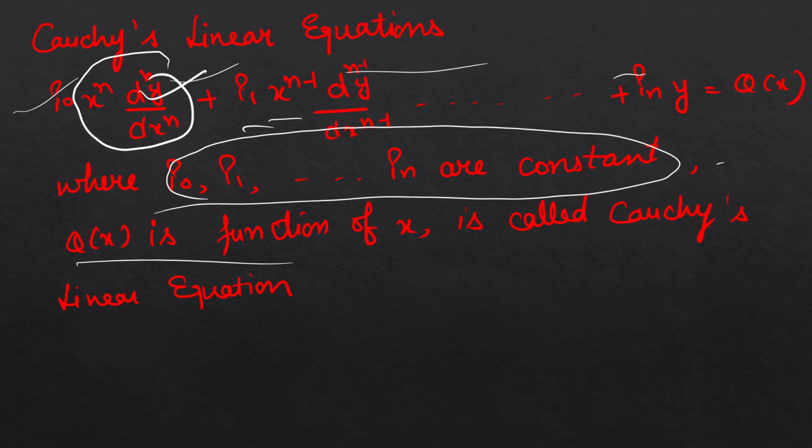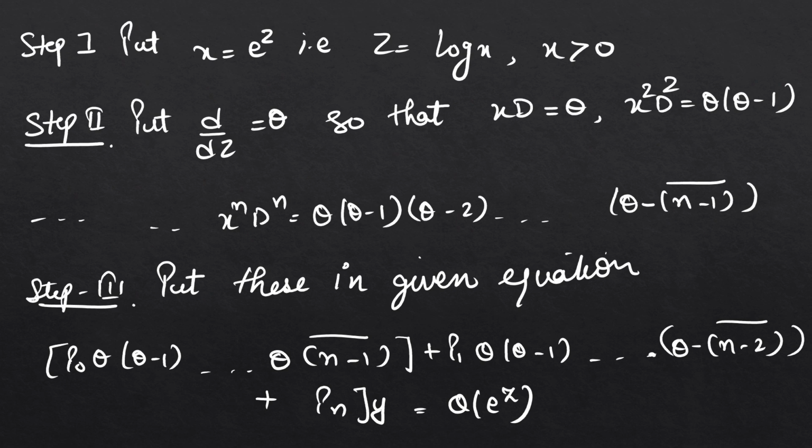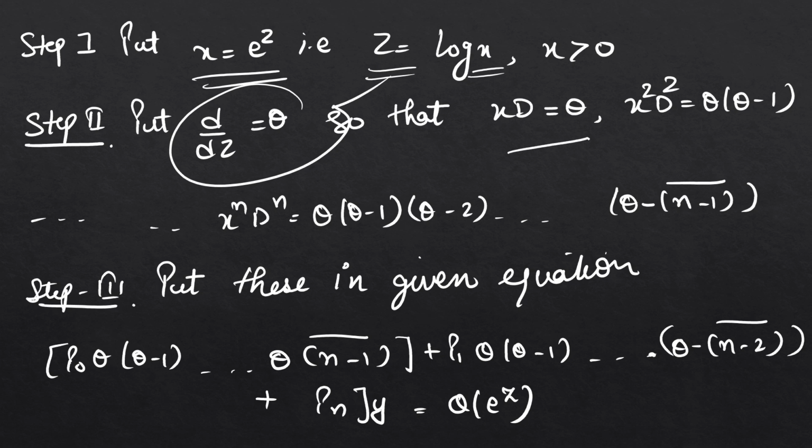Now see how we can solve this. Firstly, first step, we will put x equals e raised to power z, and z can be taken as log of x. Then second step is we will put dy/dz equal to theta, and on the basis of this we will put x D is theta, x square D square is theta into theta minus 1. If we have x cube D cube, we will put theta, theta minus 1, theta minus 2. Similarly, if we have x4 D4, we will put theta, theta minus 1, theta minus 2, and theta minus 3. Then for x^n D^n, again we will go up to n minus 1.